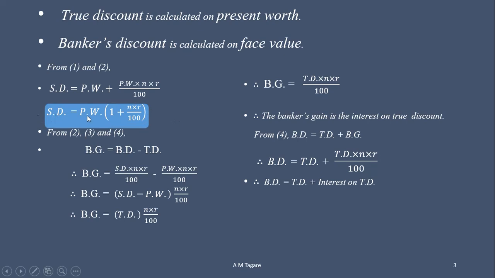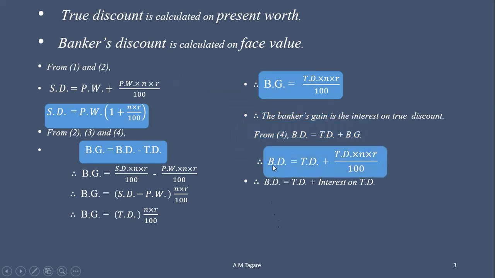Sum due is equal to PW into bracket 1 plus N into R upon 100. Then the next formula which is useful, banker's gain is equal to BD minus TD. Then banker's gain is equal to TD into N into R upon 100, and this banker's discount is equal to true discount plus TD into N into R upon 100. So using these formulae, we are going to solve a few examples.